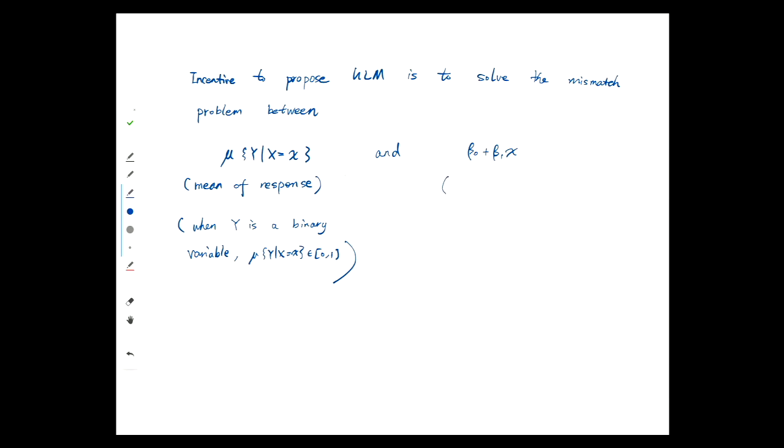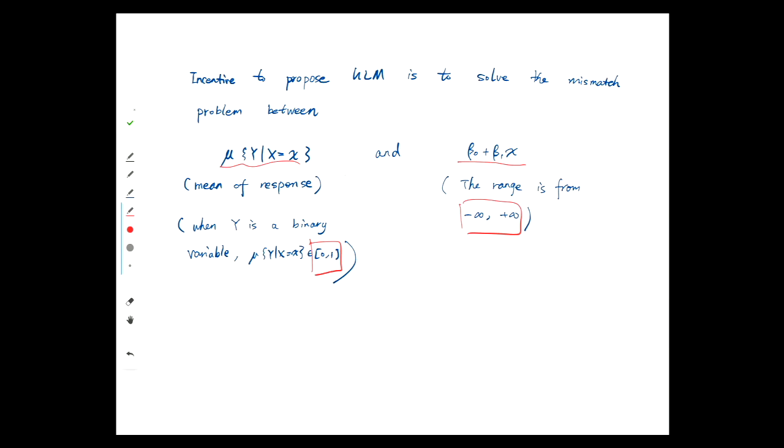And the range of the linear regression line is from minus infinity to infinity. So this is the mismatch. The incentive to propose the GLM is to solve this mismatch problem between the range of mu and the range of this straight line.